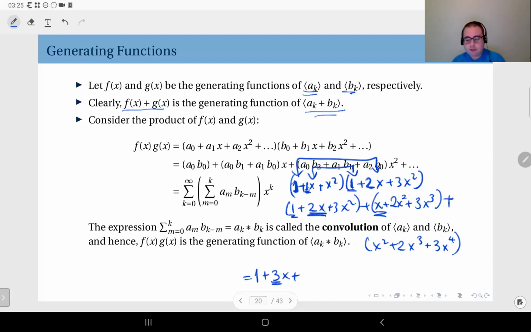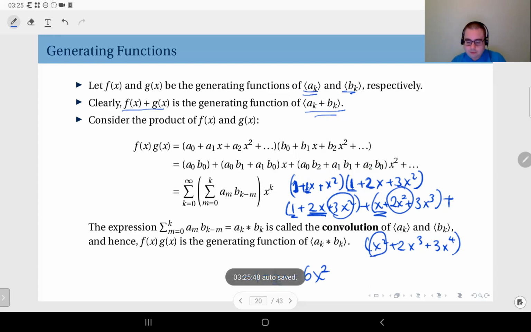So the same goes for x to power 2. So I have one here, another one here, another one here. Okay, so that is 3 plus 2 plus 1. I have 6x squared. And to obtain this, I have used either this pair or this pair, or this pair, to obtain x squared terms. Okay, so now these three pairs, these three products, when added up, give me 6.